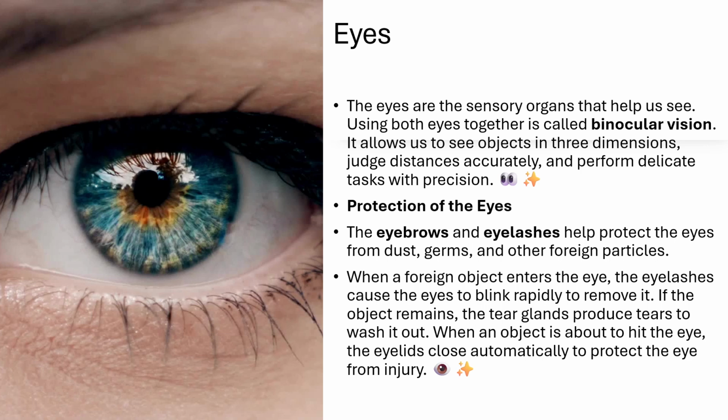Protection of the eyes. The eyebrows and eyelashes help protect the eye from dust, germs, and other foreign particles. When a foreign object enters, the eyelashes cause the eyes to blink rapidly to remove it. If the object remains, the tear glands produce tears to wash it out. When an object is about to hit, the eyelids close automatically to protect the eye from injury.